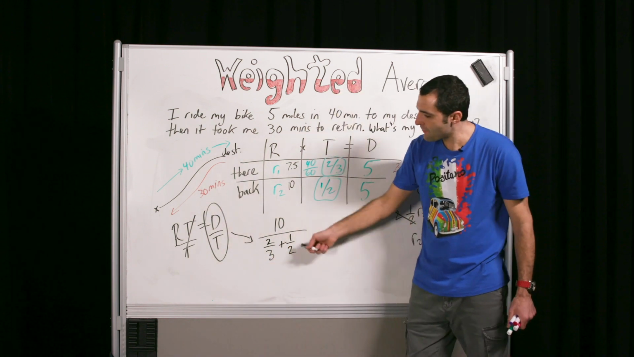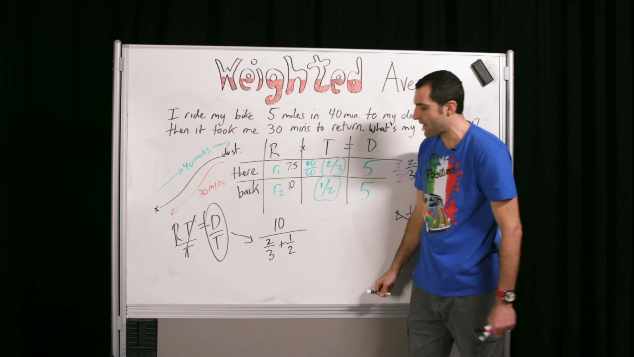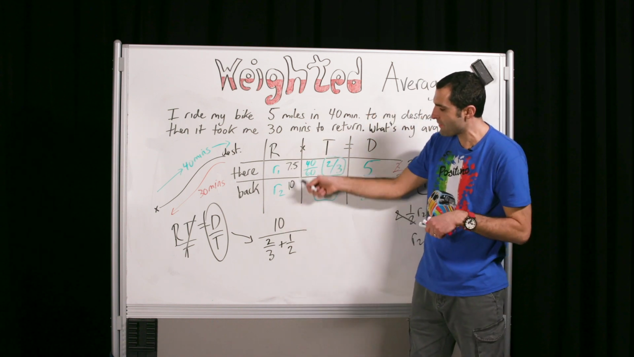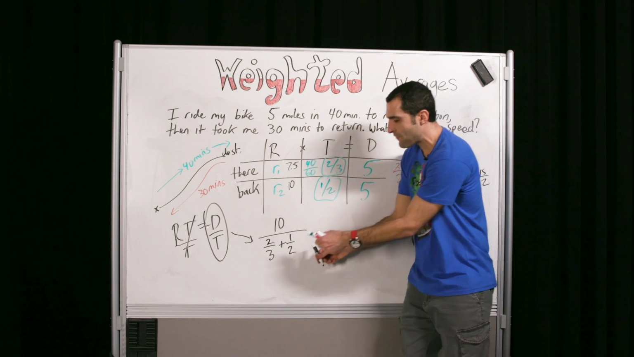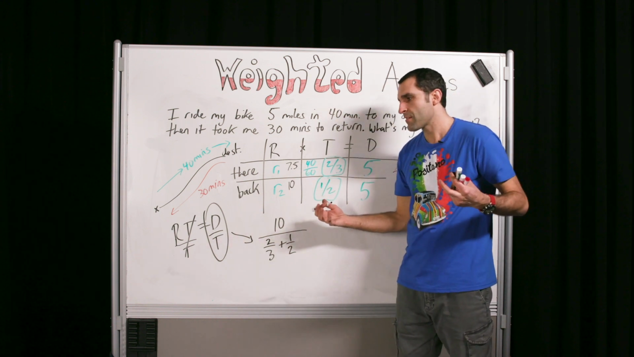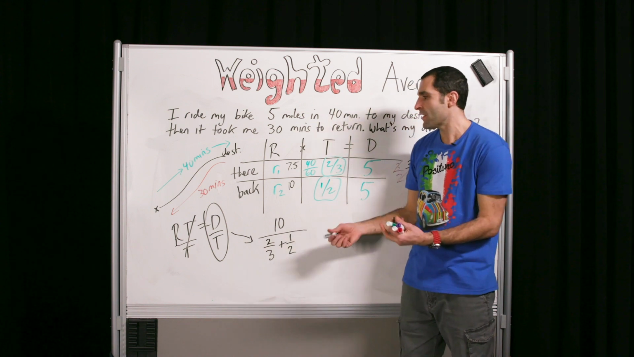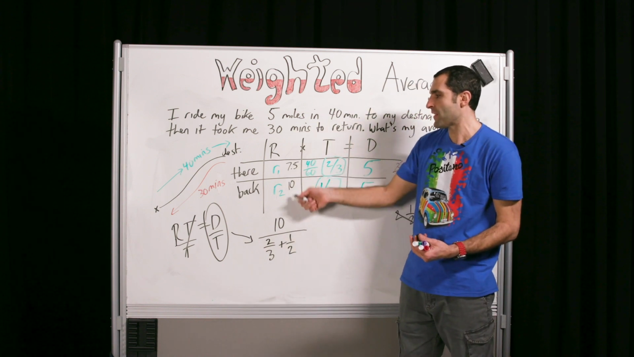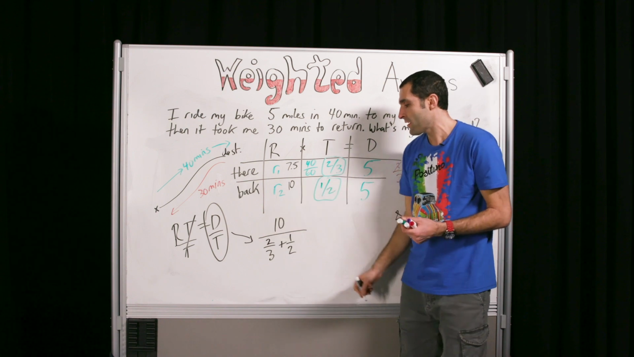Now you see we're creating a ratio of totals, okay? So now each of these are weighted differently. The 2/3 and the 1/2 each have some sort of influence in the equation, instead of simply averaging something that took different time to do.